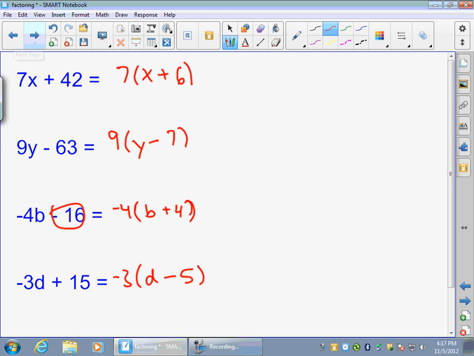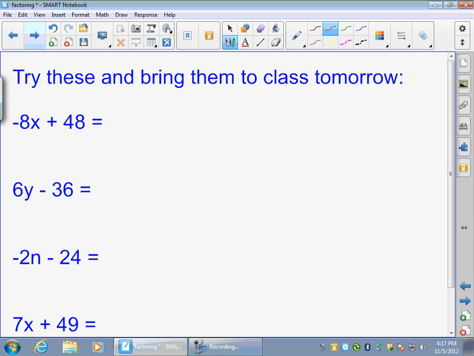Okay? So again, try these 4. You're factoring them out. Pull what they have in common out front, and then put what would be left in parentheses. Should look like it does before you do the distributive property. So do these 4 and bring them to class tomorrow, and we'll check them.